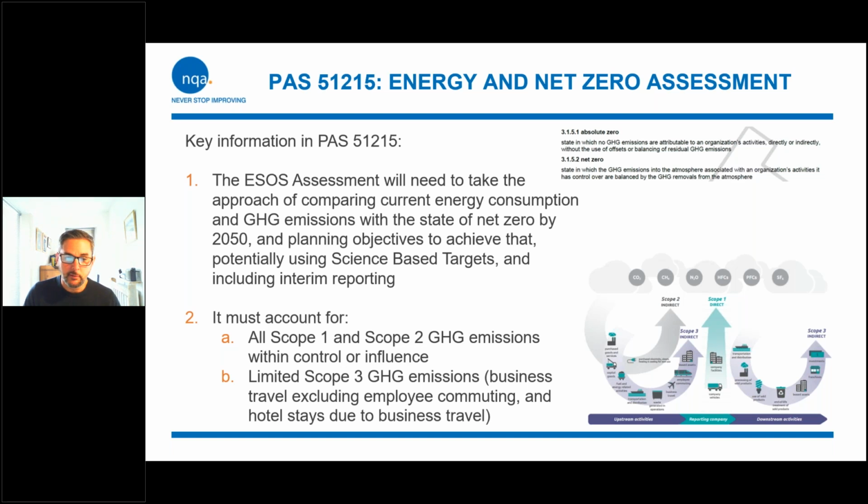So number 1, the ESOS assessment is intended to take the approach of comparing your current energy consumption and greenhouse gas emissions with where you need to be in a state of net zero by 2050, and for planning objectives to achieve that. So the objectives, it's kind of implied in the documents, would be best if you used science-based targets.